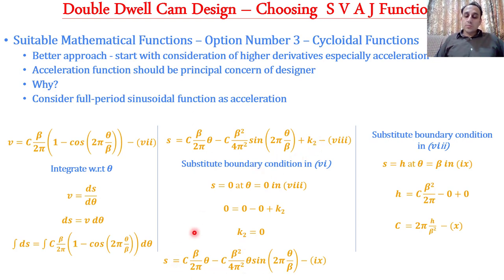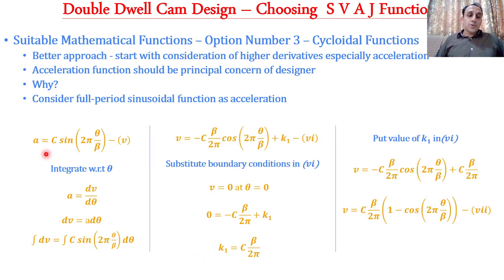Now there is another unknown, which is C. C is basically what? That is the amplitude of the acceleration function. What is the maximum value of acceleration which we can allow in our cam? That is the C.